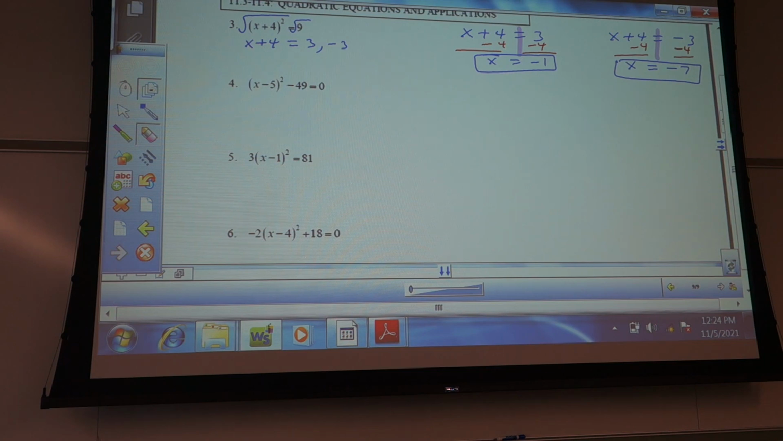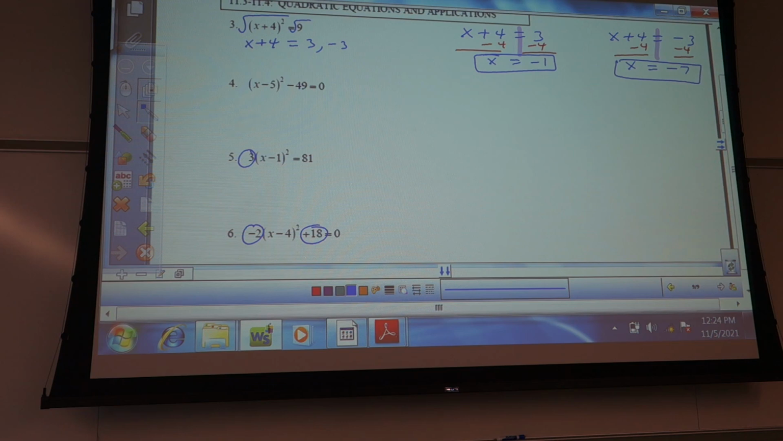Okay. So don't forget when you have the x plus 5 inside, you have to set each of them equal to whatever that square is. This one here, you've got to get rid of the 3 first before you can take the square root. And here you've got to get rid of the 18 and the negative 2 before you take the square root. So make sure you pay attention to those. We did these about 2 weeks ago, I think. So it's been a little while.